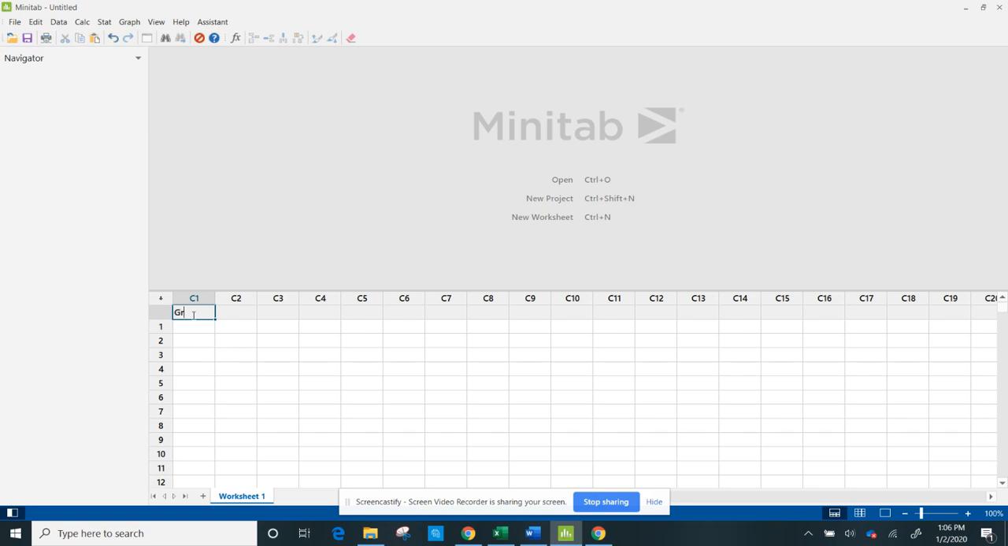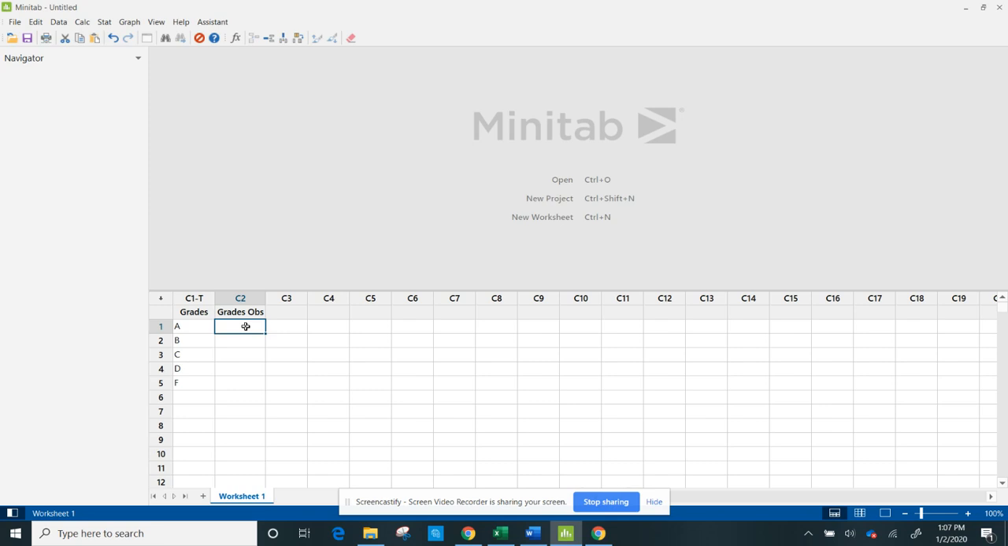I'm going to do grade and I'm going to do an O because that's my observed. Before I even do that, let's back up and do grades. Remember, always put your categorical data before you put anything else. So now I have grades. Now I want to do grades observed. I had 5, 7, 5, 1, and 2. Again, I had 5 A's, 7 B's, 5 C's, 1 D, and 2 F's. So those were my observed values.